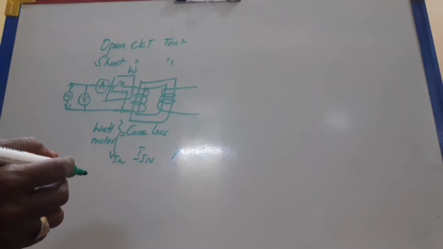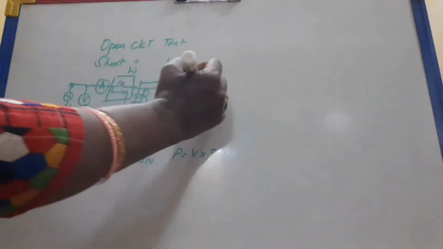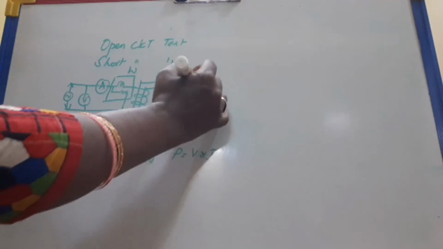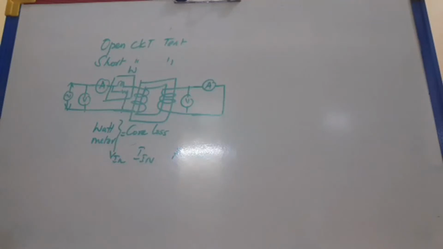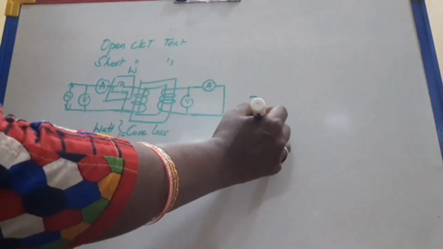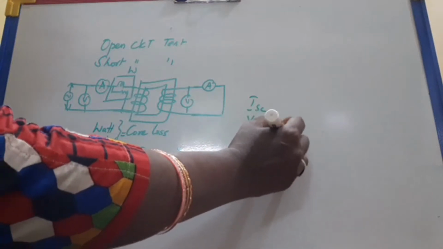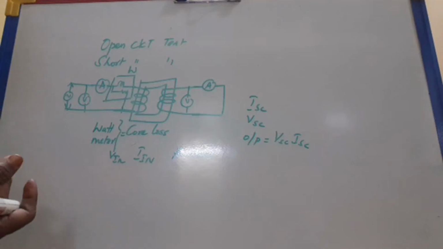In the case of the short circuit test, we have to short the secondary winding. For that we connect the voltmeter and the ammeter and short the secondary winding. We identify the short circuit current with the help of the ammeter, ISC, and VSC. So the power will be VSC into ISC, and if you are taking a wattmeter, the wattmeter and voltmeter give that power.